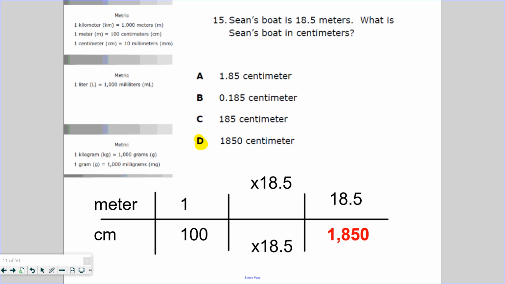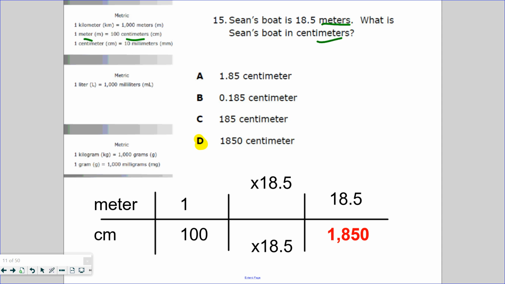15. Sean's boat is 18.5 meters. What is his boat in centimeters? So this is about meters. Looking at your mathematics chart, let's look for meters, centimeters. Oh, it's right here. Each meter has 100 centimeters.